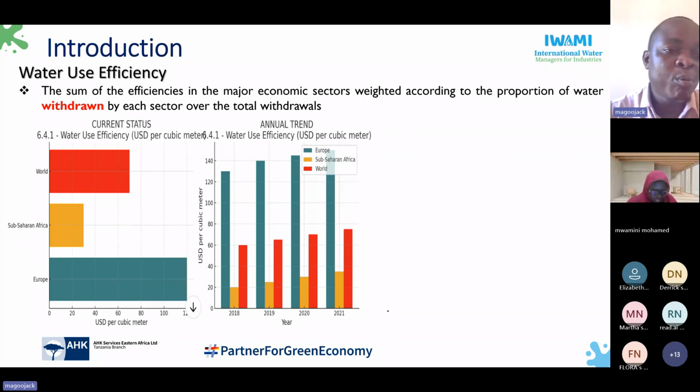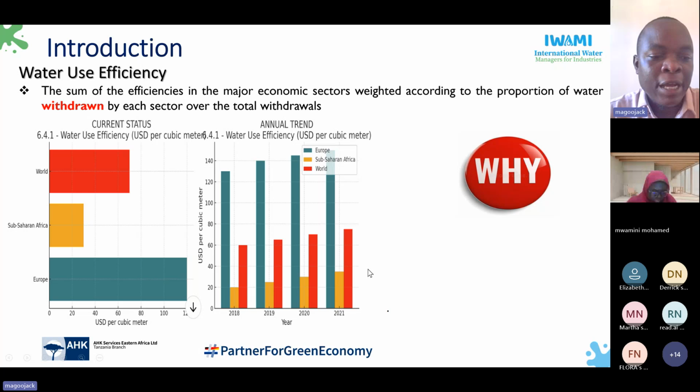And in comparison, when you compare the amount of water withdrawn in African countries with those in Europe, you can see that in Europe the efficiency of industrial water use is quite high compared to those in sub-Saharan countries, indicated by the orange color. But between the two ends, the African countries and Europe, the average for sub-Saharan Africa indicates that the water use efficiency is too low.